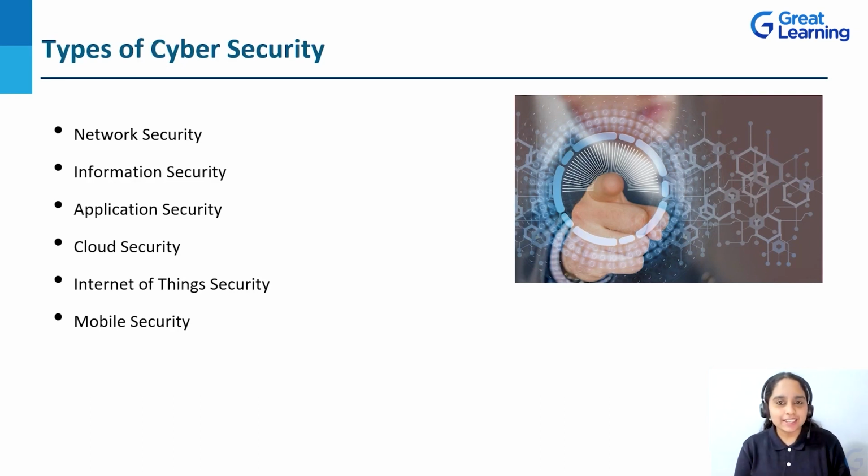Internet of Things security. Internet of Things security is also known as IoT security. It is the process of protecting IoT devices from vulnerabilities. Mobile security. Mobile security is the process of protecting smartphones, tablets, and other various devices from vulnerabilities. Hope you all understood what are the different types of cybersecurity.